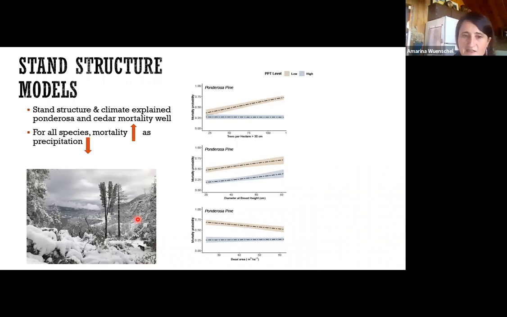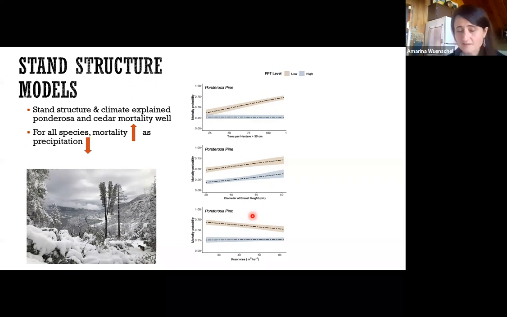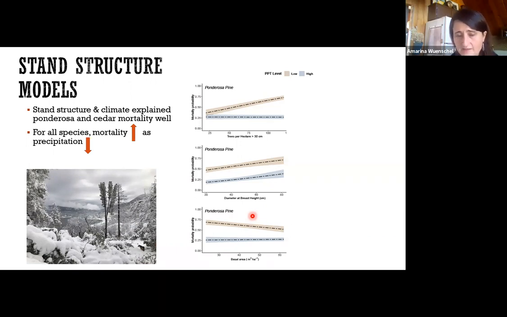The next thing I'm going to talk about is the variables that we looked at other than treatment. So stand structure and climate. And I'm just going to talk about our results for ponderosa pine here, just because I think it would be tedious for me to go through these results for all the species. And I should also say that ponderosa pine died at the highest rates in our study. So across the study area, that rate was 40% of all ponderosa pines died. But when you look at certain sites where we had high mortality, like on the Sierra National Forest, the rates were much higher, I think as high as 80%.